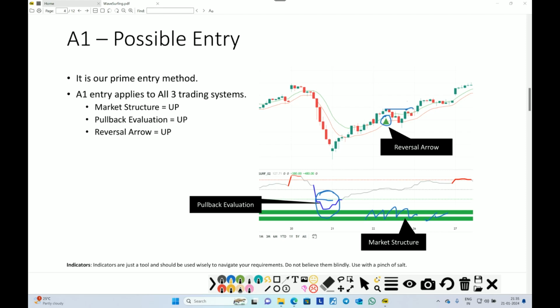Whenever this entry is possible, this is your entry, and this swing low is your stop loss. You can also use this one, but it is very small. It depends on your risk reward. These are all possible entries, and again I will repeat, this is just an indicator, and you should use it wisely to navigate to your requirement. Do not believe it blindly, and don't take it as a buy and sell signal.